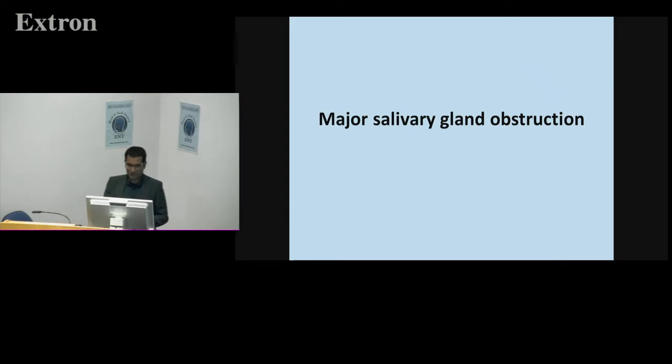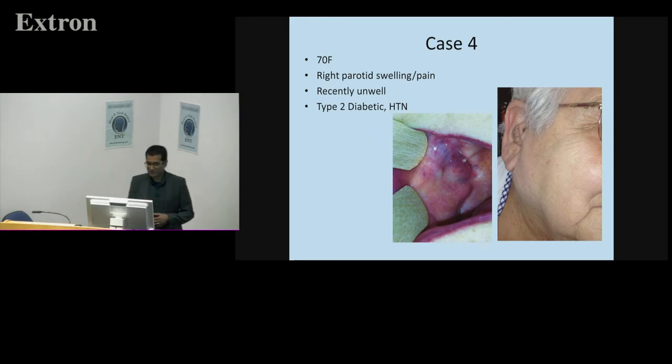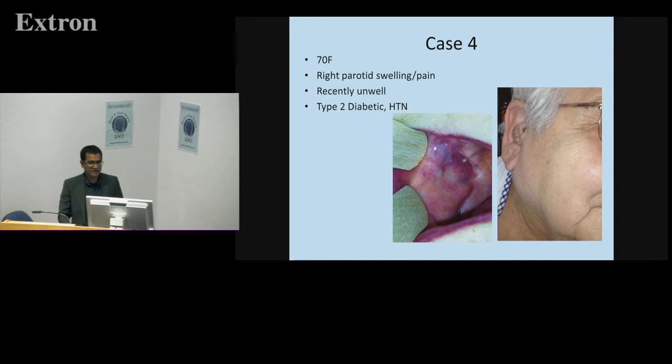Now move on to major salivary gland obstruction. So I'll present two cases which are slightly different, and hopefully that will highlight the various pathologies that you see. So first one's a 70-year-old lady, diabetic, hypertensive, recently unwell, and while she was in hospital, I got asked to see her because she developed a swelling in the region of the right parotid.